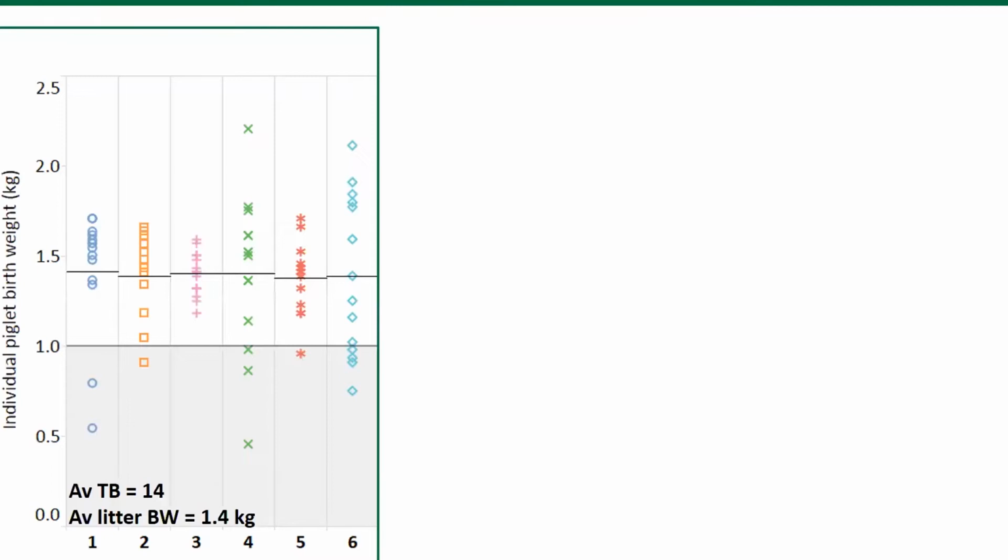So key point number 1 is a low individual birth weight. On this graph, on the horizontal axis, we have 6 different sows, and each point within the sow represents the weight of an individual pig within the litter. So on paper, these sows are exactly the same. They have an average total born of 14 and an average litter birth weight of 1.4 kilograms. However, in reality, these litters are very different, both in the variation around the mean and the number of pigs within that litter that fall below 1 kilogram.